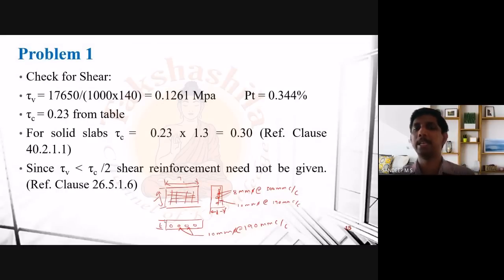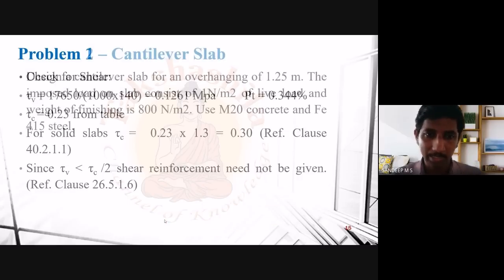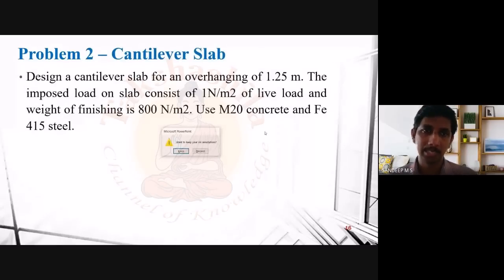There they have clearly mentioned how to detail a one-way slab, how to detail a two-way slab, and other things. Is there any doubt? So that completes our design. In the next class, we will be designing a cantilever slab.